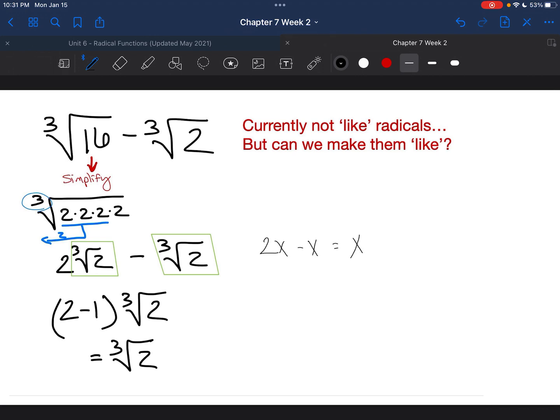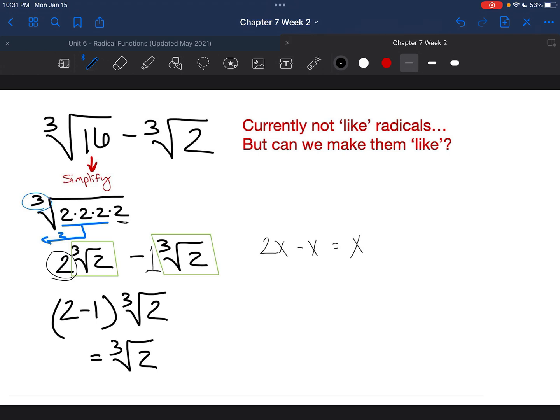But I could take 16 and make it 2 times 2 times 2 times 2. I need 3. Sorry, I have 4, and 3 of them come out as a 2 here up front. And I'm left with a single 2 on the inside. Now they do match. 2 cube roots of 2 minus a cube root of 2.